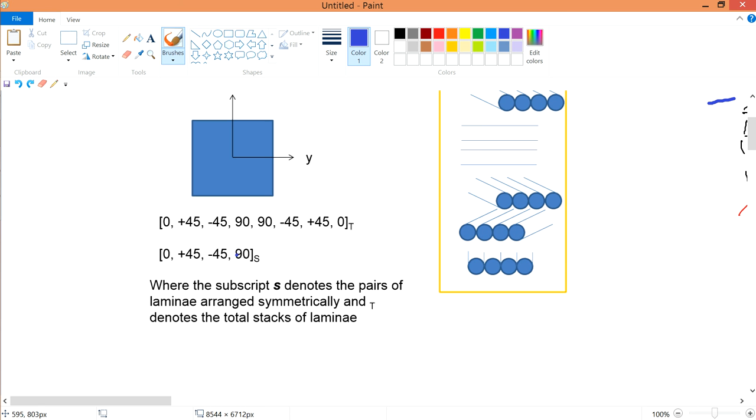For this long chunk, if you have t, the alphabet t, it tells you that for the full ply, for all 8 of them, these are the angles. But if you take a look, this is actually symmetric: 90, 90, minus 45, minus 45, 45, 45, 0. If you know that it is symmetric, you can simply rewrite this t in this symmetric form, so you can cut short your writing.